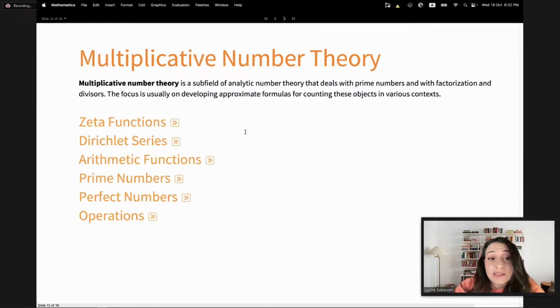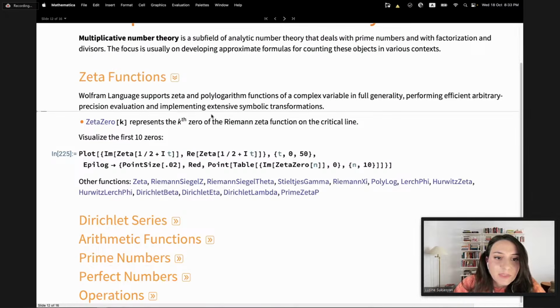So multiplicative, what is it? Multiplicative number theory is a subfield of analytic number theory that deals with prime numbers and with factorization and divisors. The focus is usually on developing approximate formulas for counting these objects in various contexts. So here the subgroups are zeta functions, Dirichlet series, arithmetic functions, prime numbers, perfect numbers, and some operations on them. And let's begin with zeta functions. Again, the Wolfram Language supports zeta functions of a complex variable in full generality. One of the functions is Zeta.